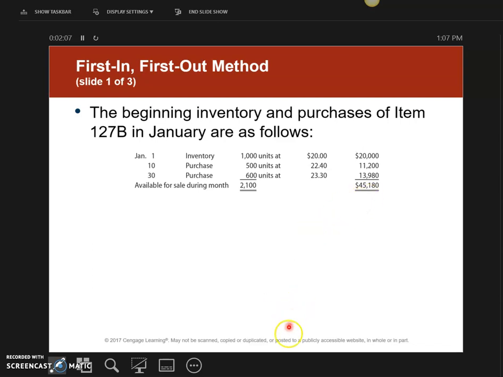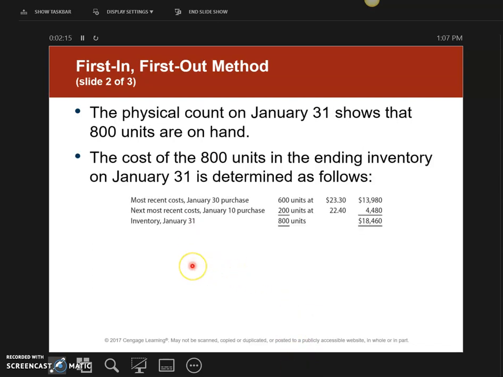So we're going to do FIFO first, and we're going to ask ourselves the question, what is the cost of the ending inventory? It shows that I have 800 pieces on the shelf, and what I need to figure out is the cost of those 800 pieces. If we're doing FIFO, we're going to pull from the beginning inventory first, which means whatever I just bought is still on my shelf. So I have 600 pieces at $23.30, and then I have 200 at $22.40. Let me show you on the next slide how that happened.